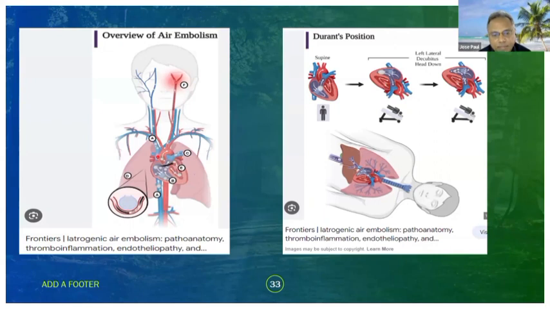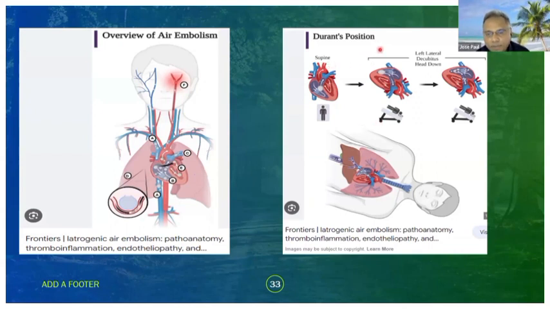Now, if the patient is lying down supine, the air will collect in the heart, and from the heart it will go into the pulmonary system. It will go into the lungs, and the patient will complain of shortness of breath, chest pain, and the patient can develop a cardiac arrest with ECG changes. So, how do you treat air embolism?